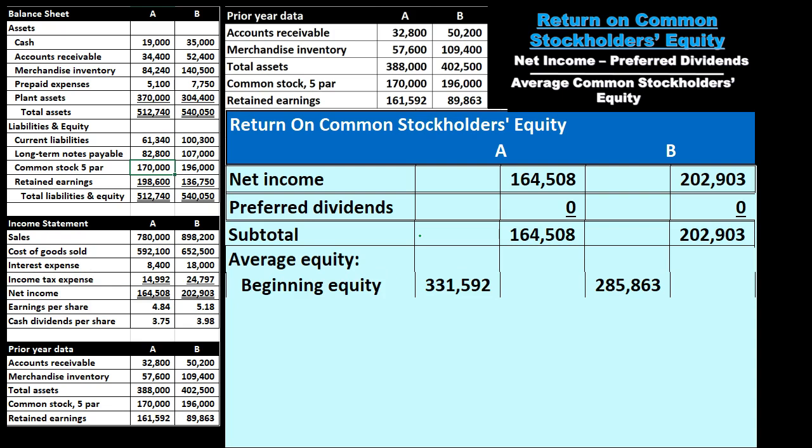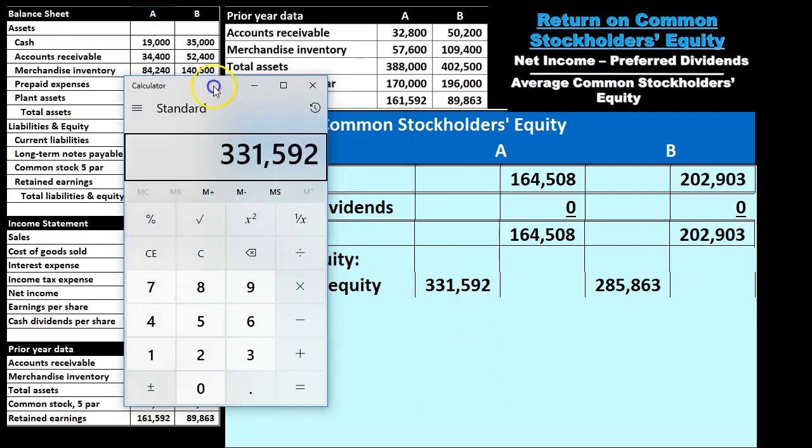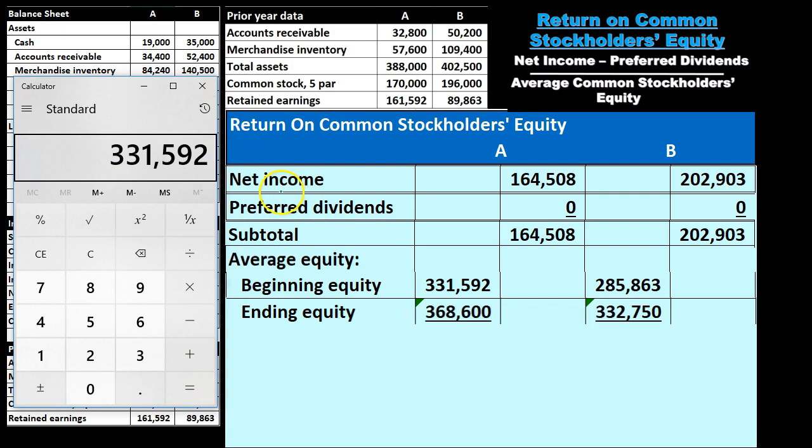To do that, we're going to have the beginning equity. Where's the beginning equity going to come from? It's not on the balance sheet, because that represents the equity at the end of the time period. We want the beginning of the time period. Where's that going to come from? The prior year financial statement. The prior year financial statement represents the end of the prior year, and therefore the beginning of the current year. So we're going to take a look at the equity section for the prior year. That's going to be, in our case, the common stock, the 170,000 plus the 161,592 for retained earnings. That'll give us our 331,592.